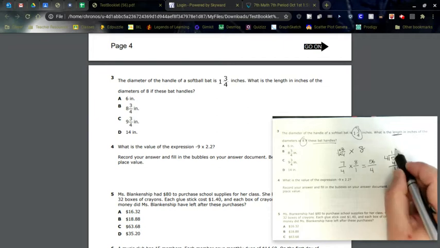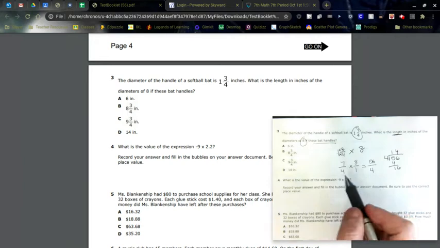And 4 goes into 16 4 times. So my answer is 14 inches.